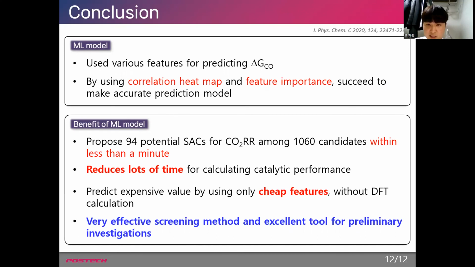The ML model predicts expensive values by using only cheap features without in-depth calculation. Cheap features mean easily accessible features that don't require high-throughput computation. This is the uniqueness of the ML model that is different from the existing DFT-based calculation method. Finally, the ML model is a very effective screening method and an excellent tool for preliminary investigations.